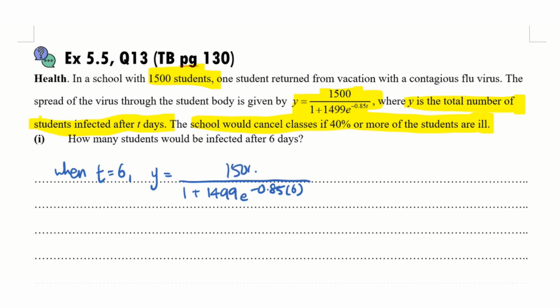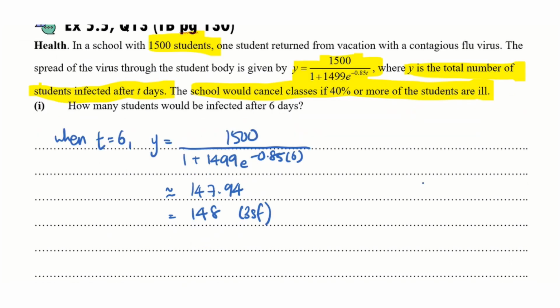And then we could key this entire thing into the calculator and arrive at the truncated 5SF value of 147.94, which rounds off to be 148 (3SF). So the number of students infected would be 148.